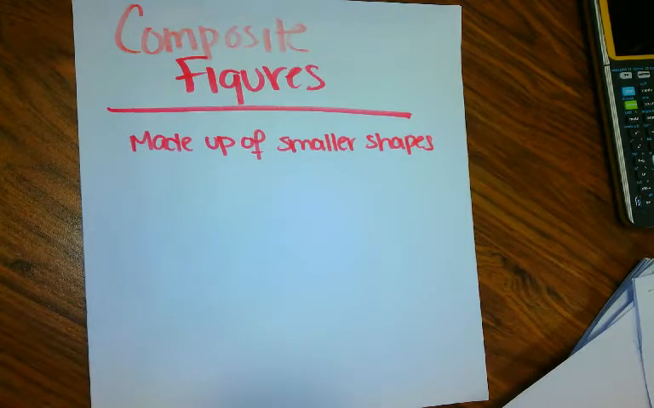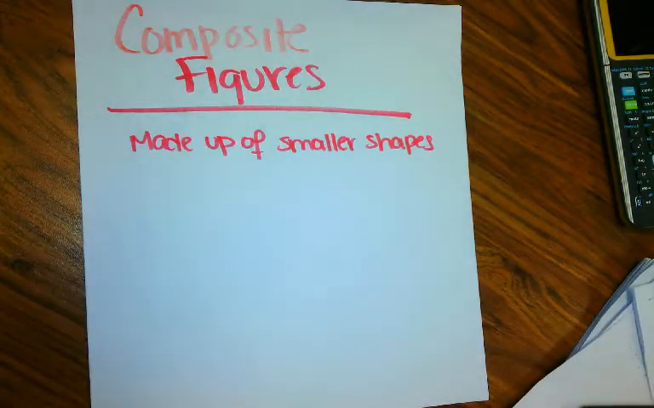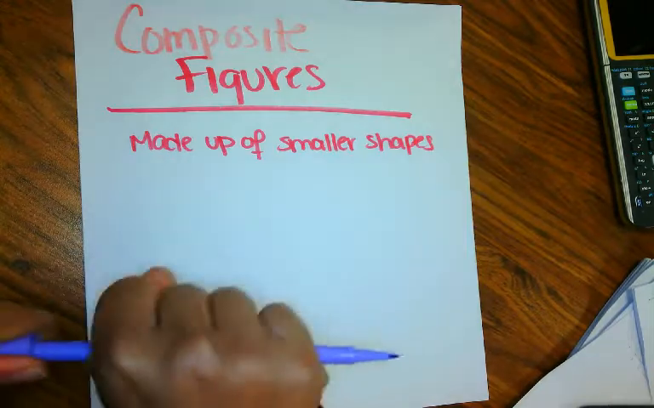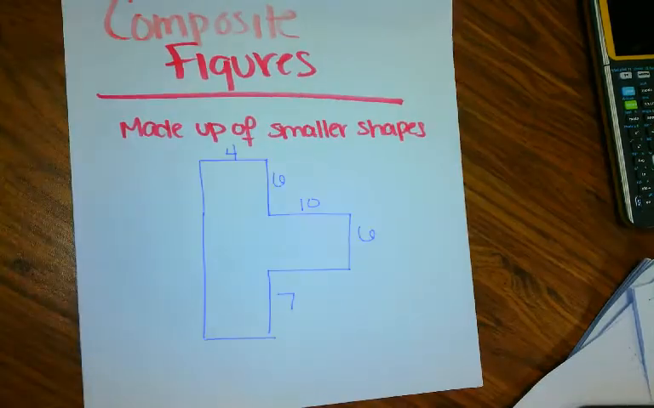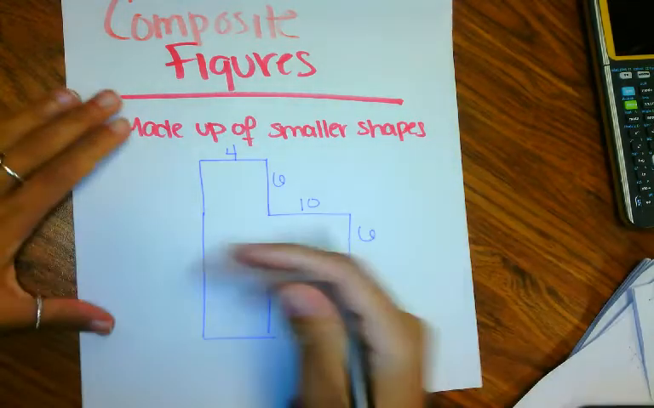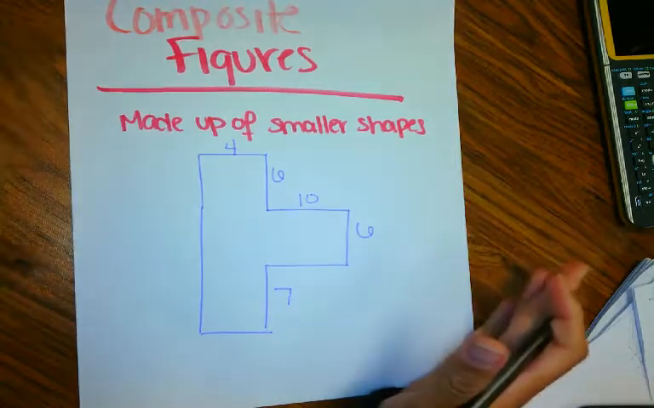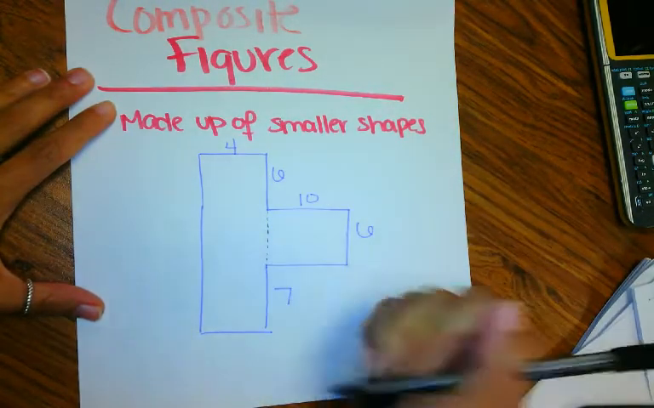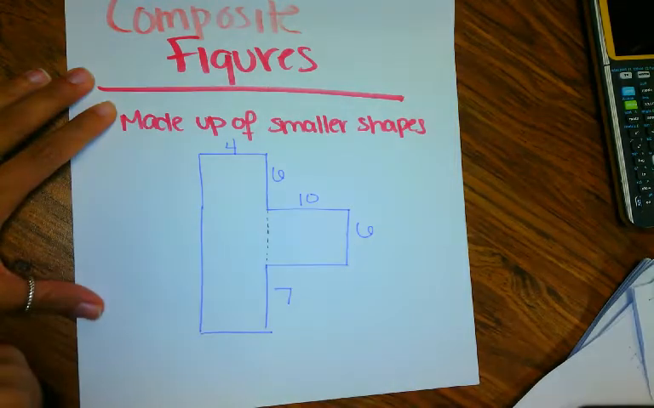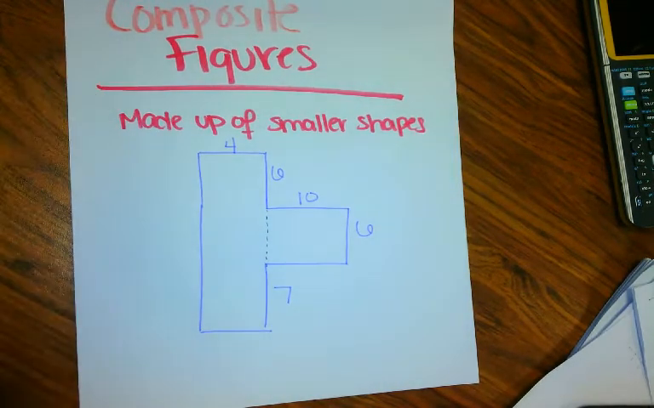So let's say, for example, we have this shape right here. Do I know what this shape is called? No, you don't know what this shape is called, and it's not on my formula sheet. But I can break it up into shapes that I do know the area for, because now, oh look, I have two rectangles.